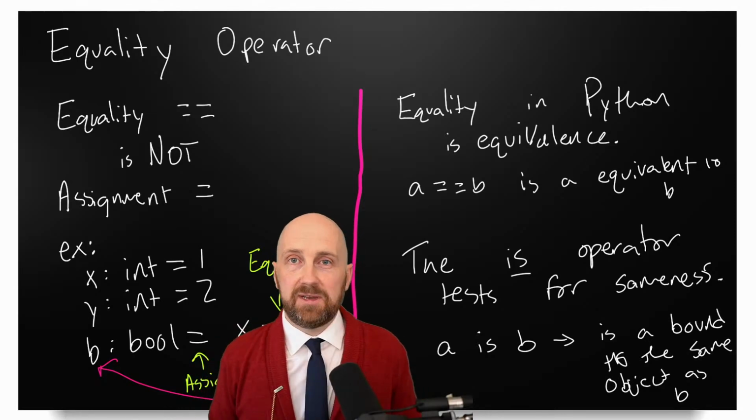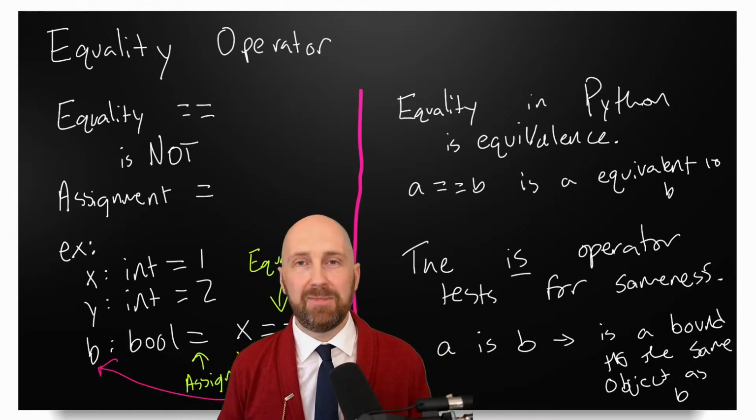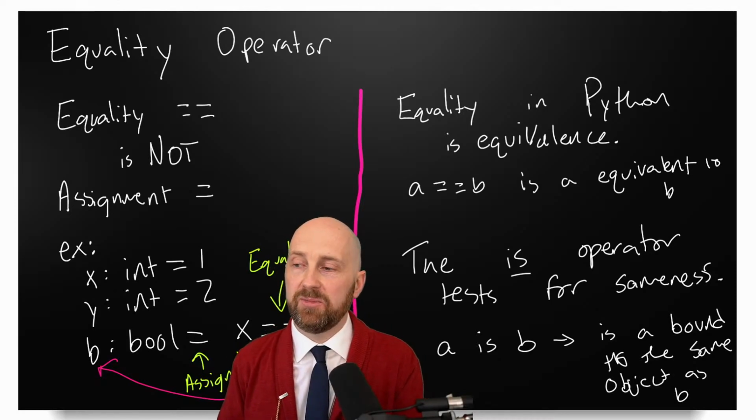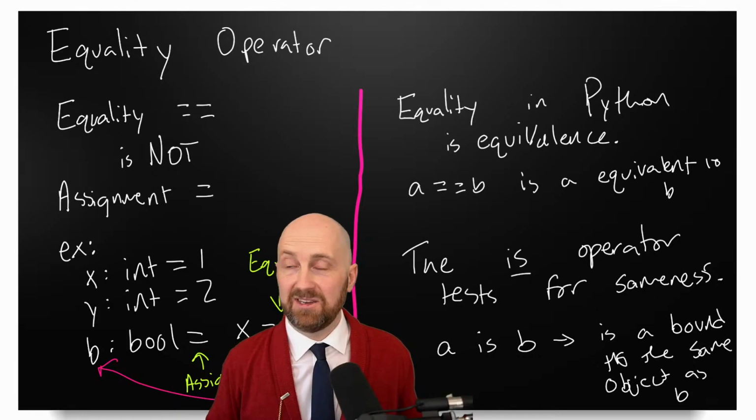We're not yet to the point in the course where we would make this distinction in our diagrams or have a use for it. I just want to point this out now because you will see in some examples the is keyword. And in other languages such as Java, the equals operator actually means sameness, and so it's different.